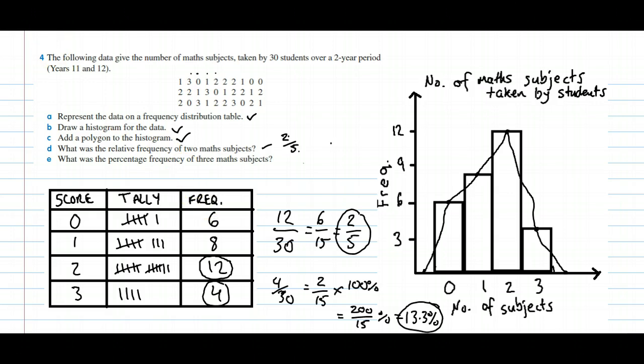Alright, now let's move on to the next question. Question 5. A researcher investigates the amount of money spent by 50 people in a local Coles supermarket on Friday night between 6 p.m. and 8 p.m. His findings are presented in the ogive shown at right. So we've got increasing amounts of money being spent by numbers of people.